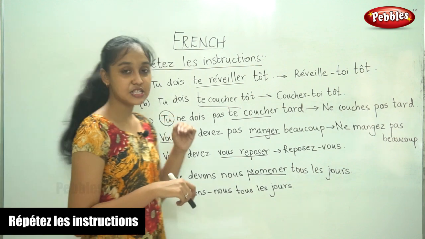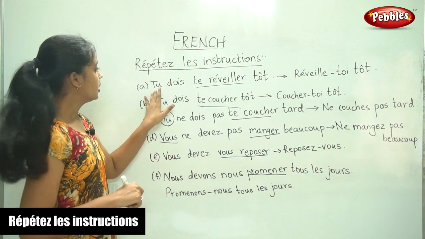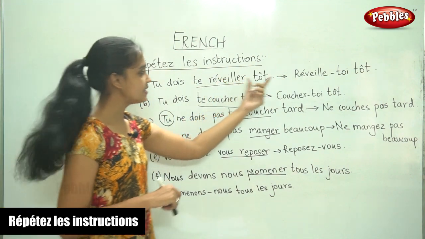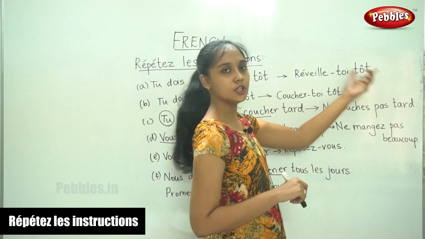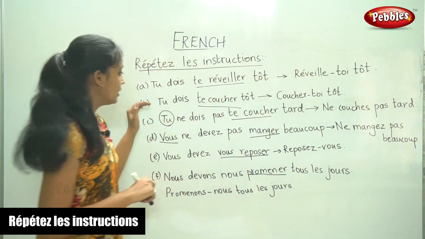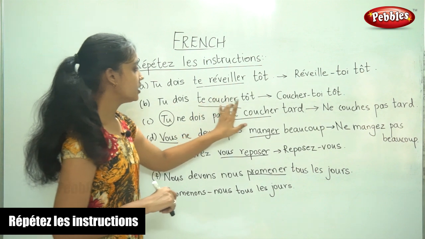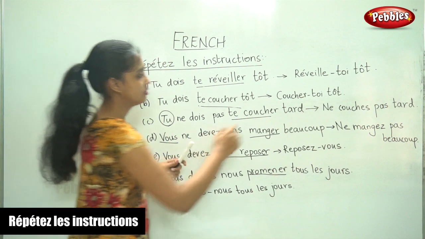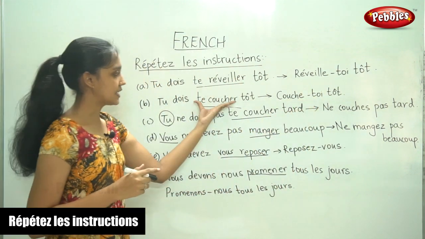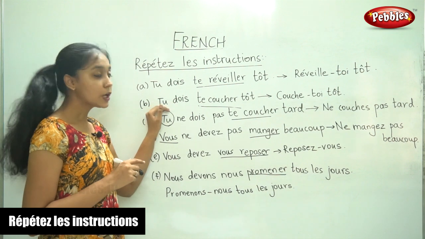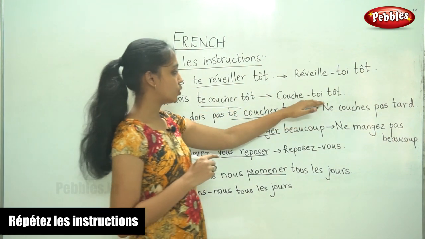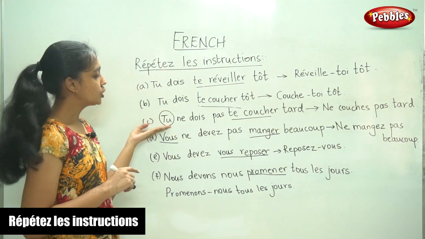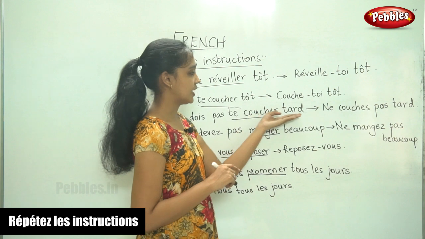So once again, let us check if we have written correctly. Tu dois te réveiller tôt. So the verb is reflexive. So réveille-toi tôt. So that is correct. The next one, tu dois te coucher tôt. So now again it is reflexive. So coucher, because the subject is tu, it is toi. Coucher-toi tôt.